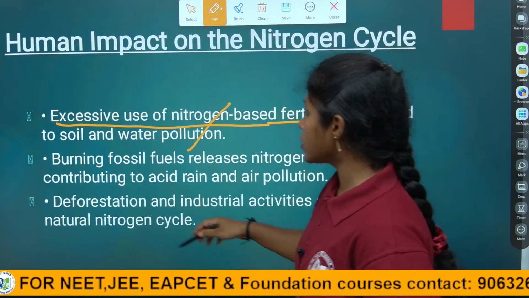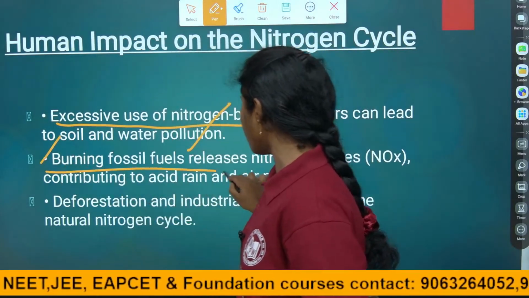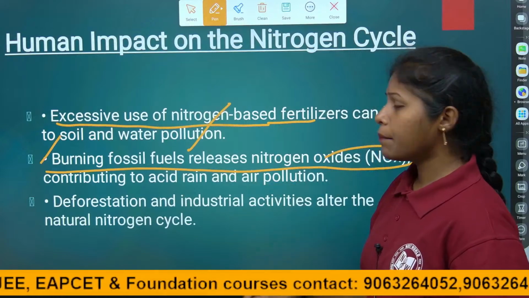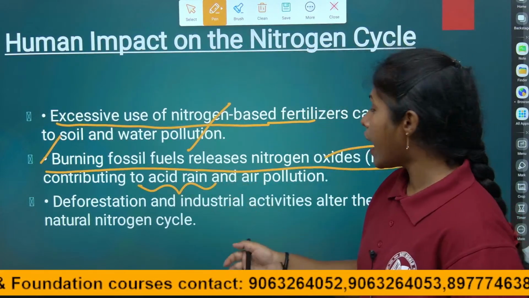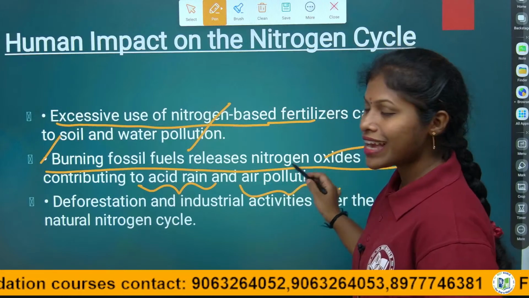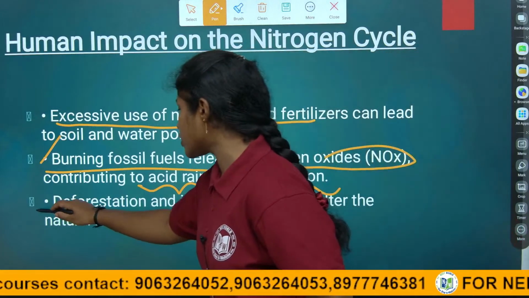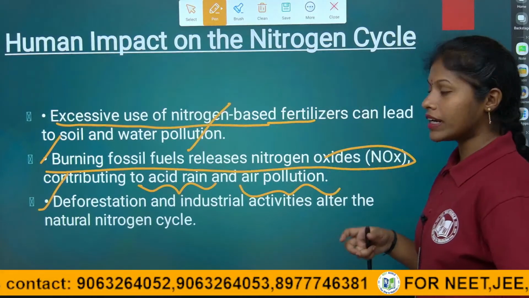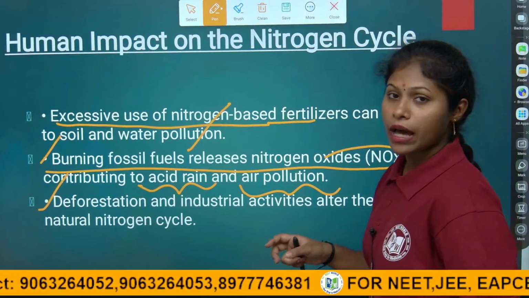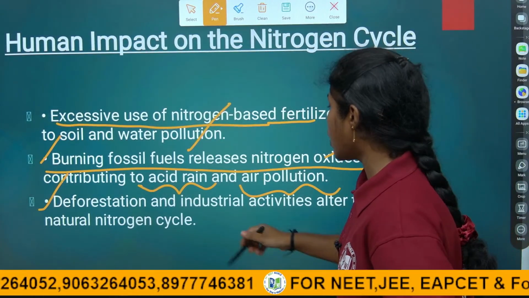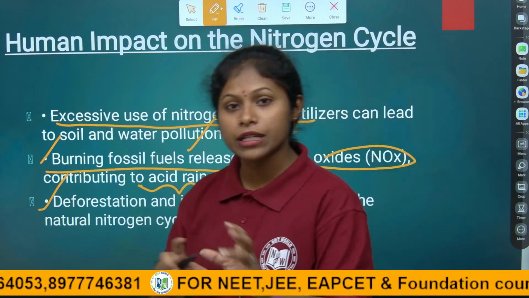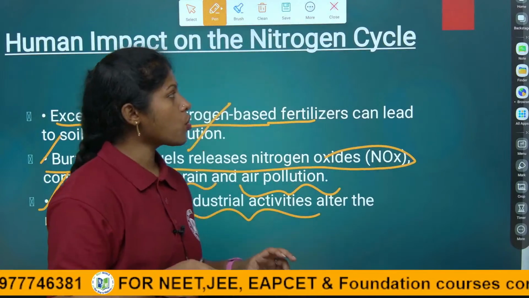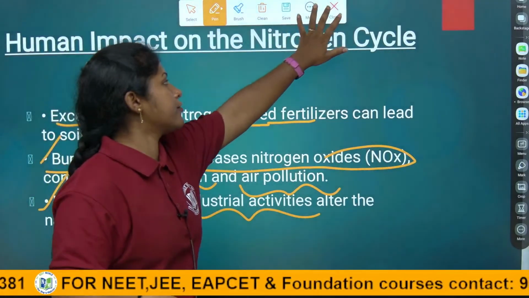Burning of fossil fuels releases more nitrogen oxides. The nitrogen oxides contribute to acid rain and cause air pollution. Coming to deforestation, when we cut down forests, the amount of carbon dioxide fixation is reduced, and industrial activities alter the natural nitrogen cycle. It disturbs the nitrogen cycle, so it will impact human life.